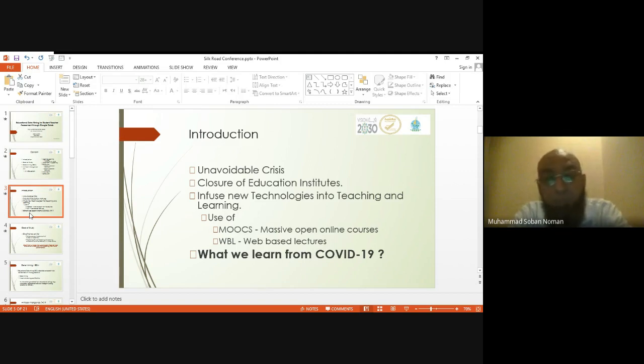So we have seen these scenarios, which were not on our table before COVID. Apart from those assessment issues, what the teachers did during COVID was to use massive open online courses as well as web-based lectures through learning management systems. Although these technologies, the MOOCs and web-based learning through learning management systems, are mainly for those countries or those students who have the resources available.